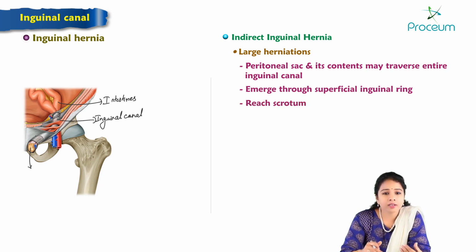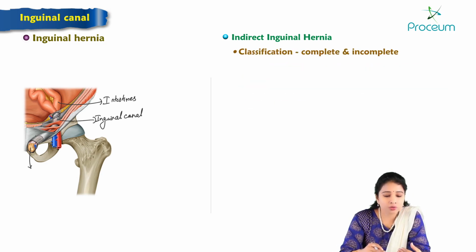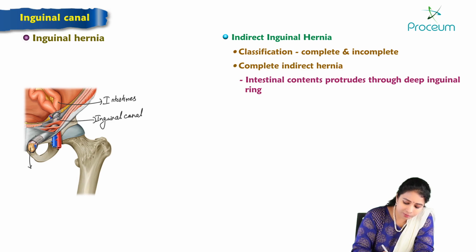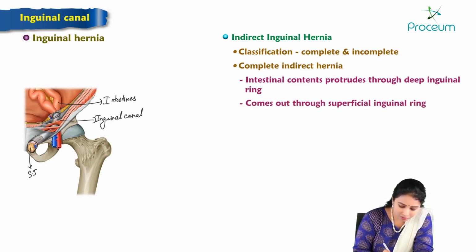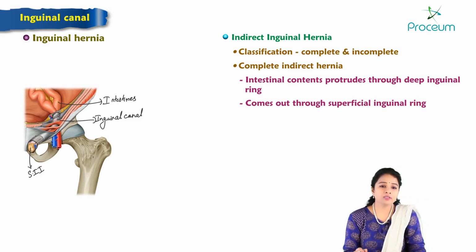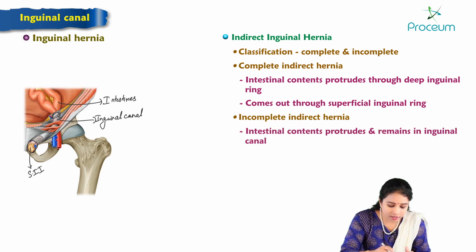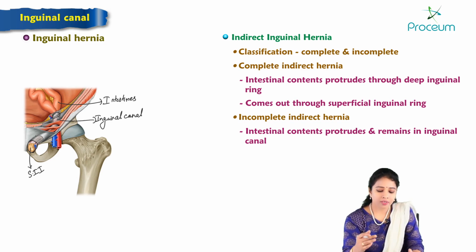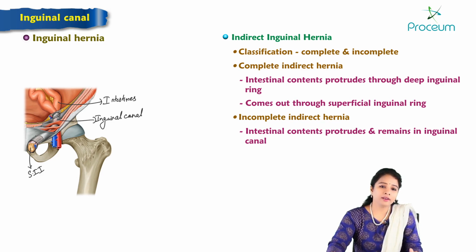And this indirect inguinal hernia can be classified into complete and incomplete. In a complete indirect inguinal hernia, the intestinal contents protrude through the deep inguinal ring and come out through the superficial inguinal ring. So that is a complete indirect inguinal hernia. In case of incomplete, the intestinal contents protrude and remain within the inguinal canal, somewhere halfway within it. In such a context, it is called an incomplete indirect inguinal hernia.